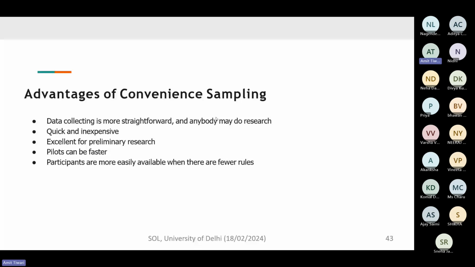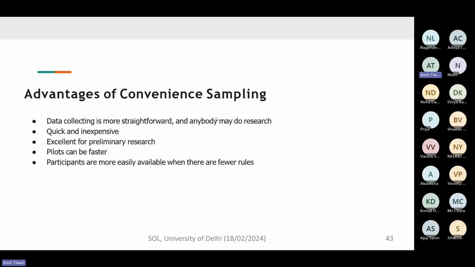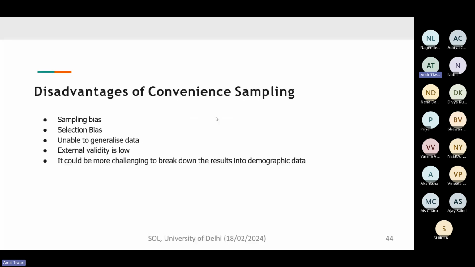These are some of the advantages, but the disadvantage is that there will be bias. Then you are unable to generalize. External validity of course will be questionable in convenience sampling, and it could be more challenging to break down the result by demographics. Again, the challenge of generalizability will occur in convenience sampling. Next one is quota sampling.